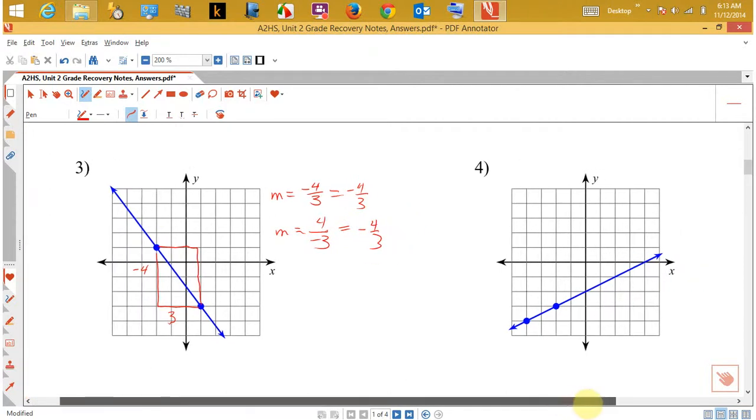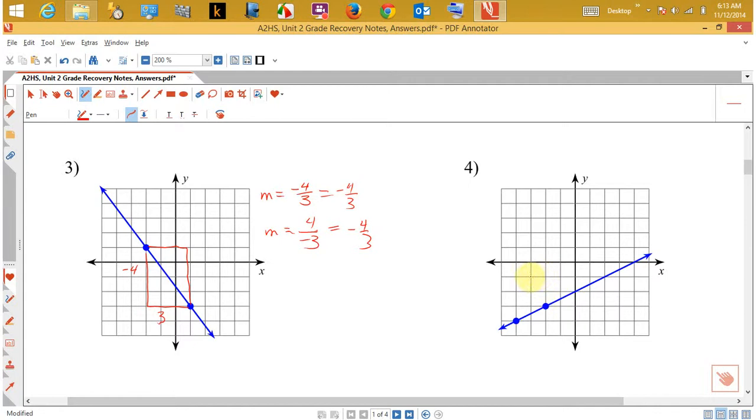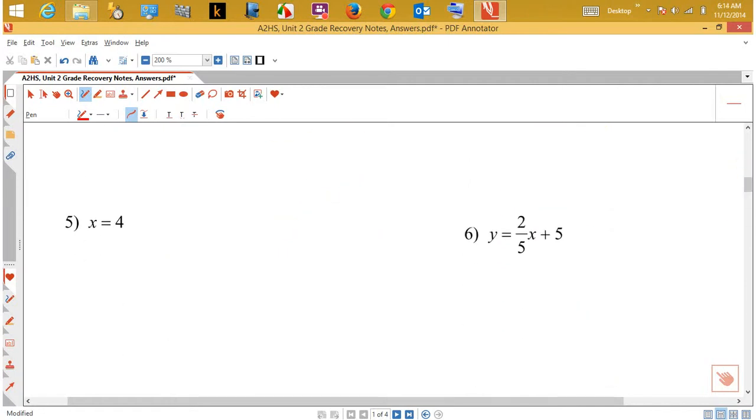Okay, so let's go over to the next one. Slope is up 3. Then I go over 6. So my slope is 3 over 6, which is equal to 1/2. Here's a line, x equal to 4. Remember, that's a vertical line. Vertical lines have the slope that's undefined. The slope of this equation, this is in slope-intercept form, y equals mx plus b, where m is the slope, so the slope is equal to 2/5.